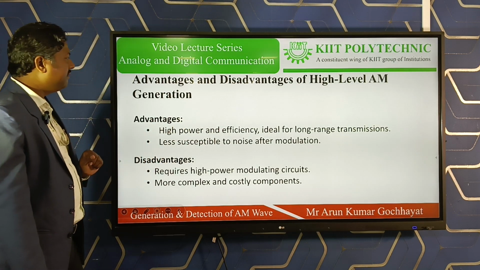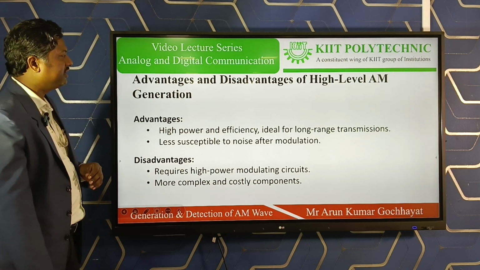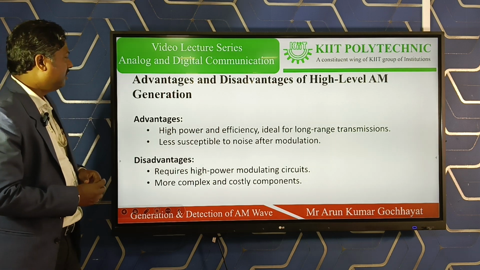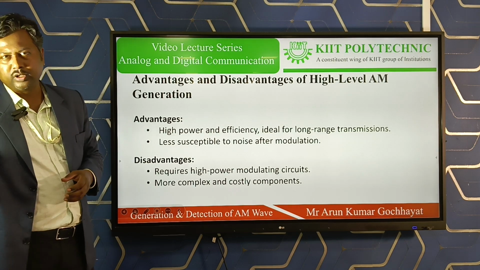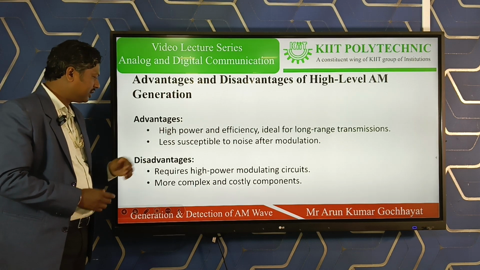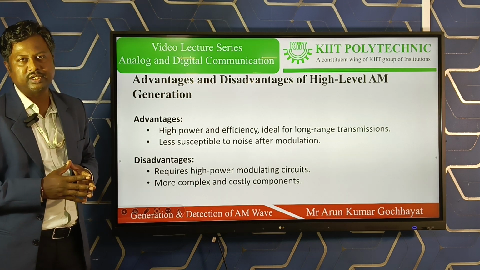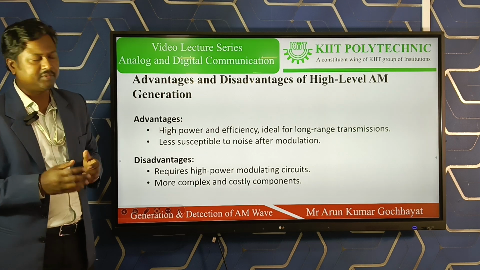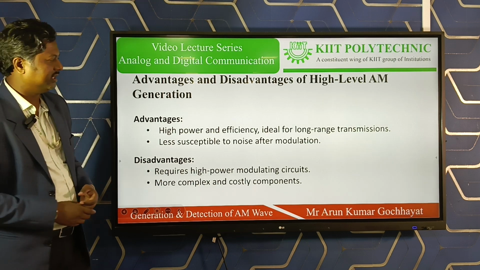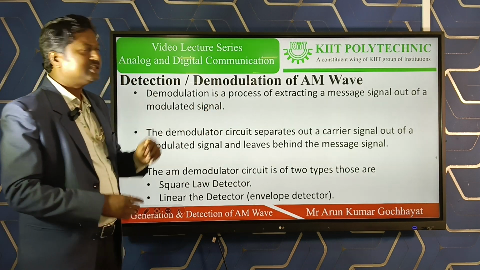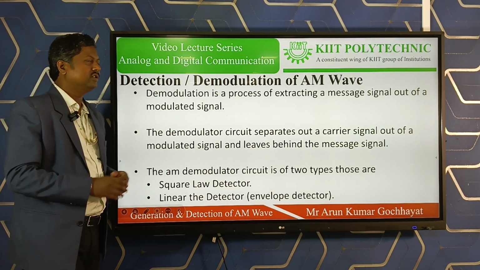So the advantage of high level AM generation is that it provides you high power and highly efficient carrier signal for long range transmission, which is less susceptible to the noises after modulation during the propagation through the channel. And the disadvantage is that it requires a higher power modulating circuit. So the designing of the circuit becomes more costly, which is written over here, and that is also more complex in nature.